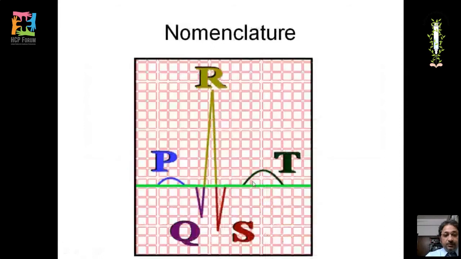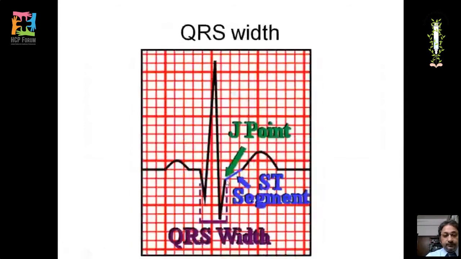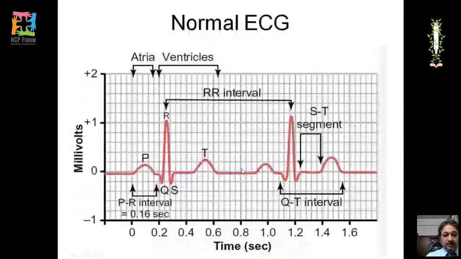So this is a magnified view of the PQRST. This is the PR interval. This is the J point, so it's a junction of the QRS and the ST segment. And the ST segment starts at the J point and ends at the start of the T wave. These are the PR interval, RR interval, and the QT interval, already discussed.